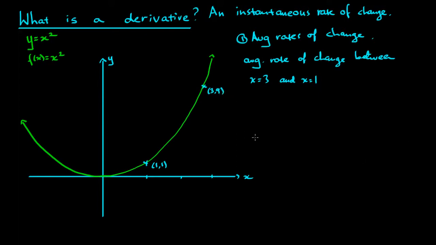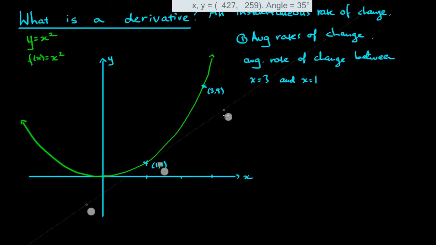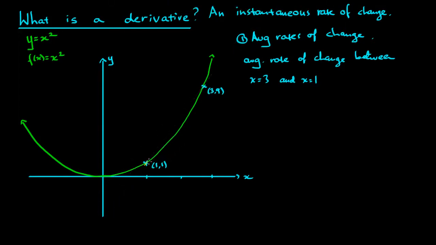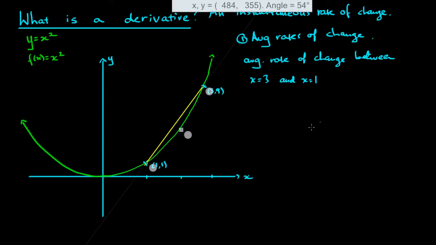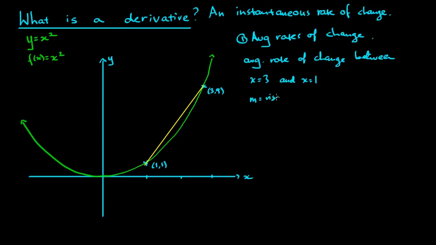So the average rate of change between these 2 points is simply the gradient of the triangle that I make from these 2 points. So I'll draw the triangle here in yellow. It's the gradient of that line. And the way we find the gradient of that line is the way we find any gradient. We say m is equal to rise over run. So the run, I'll do in red down here, and the rise, I'll do in blue. There we go.